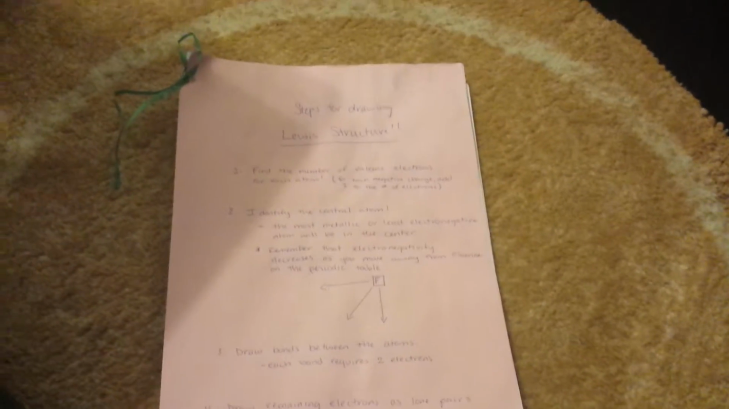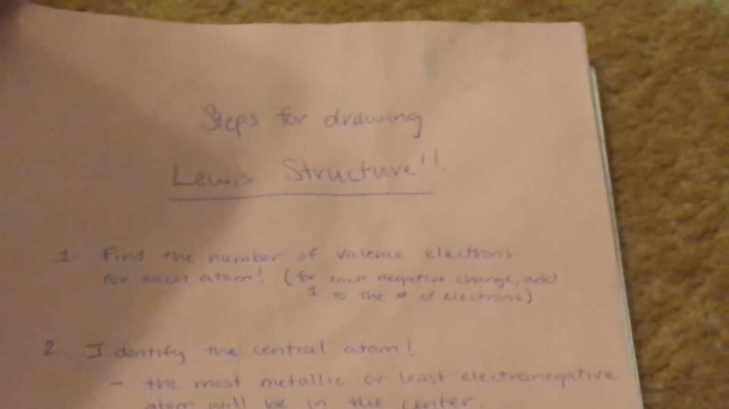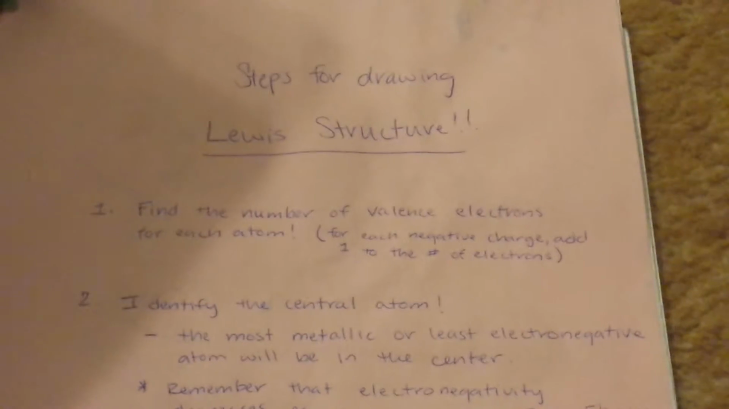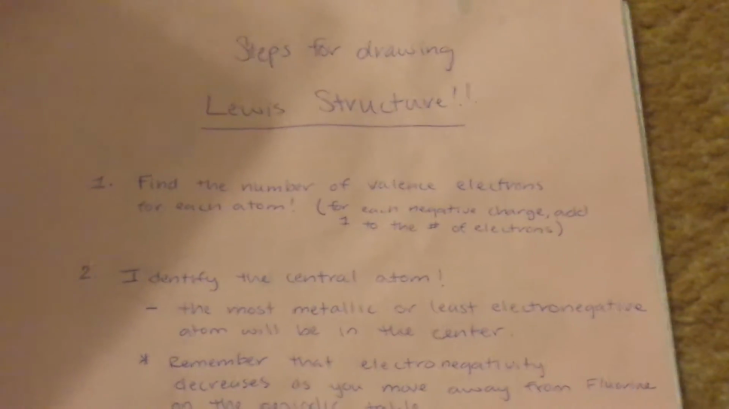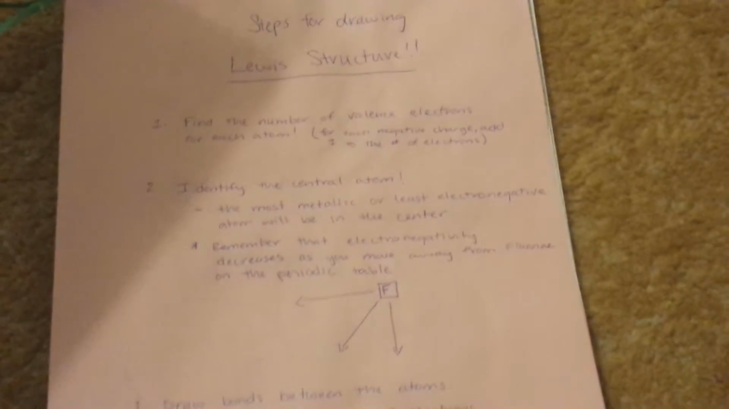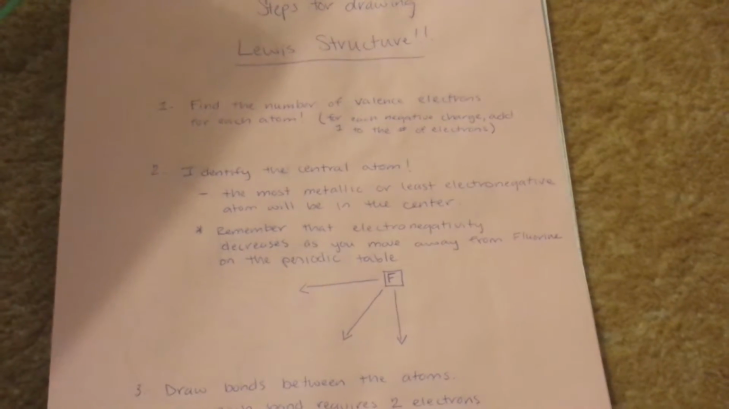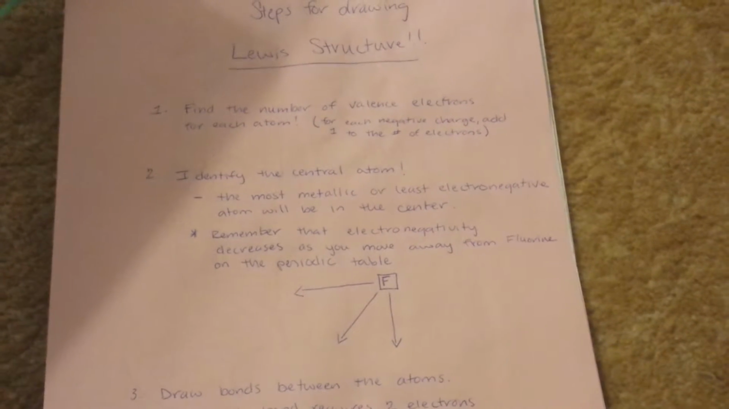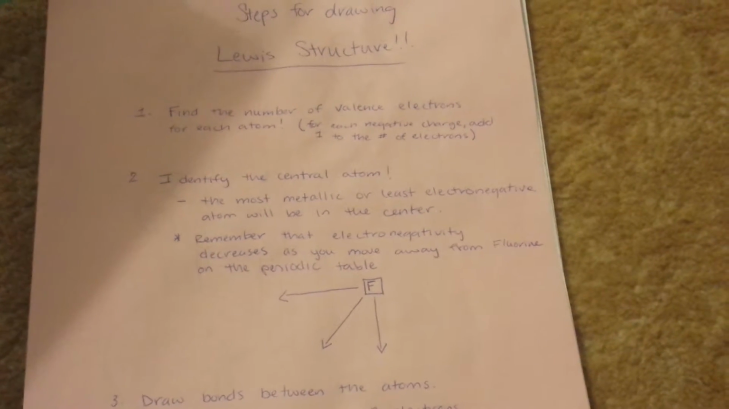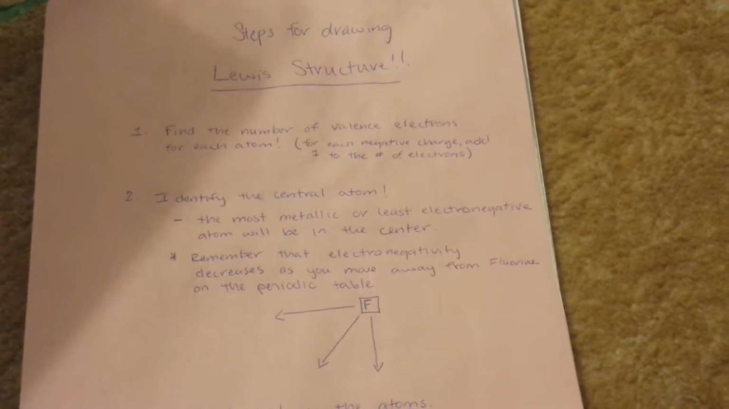I'm back to talk about steps for drawing Lewis structures. The first thing you want to do when drawing a Lewis structure is to find the number of valence electrons for each atom. And then you want to identify the central atom. The most metallic or least electronegative atom will be in the center of the Lewis structure that you're drawing.